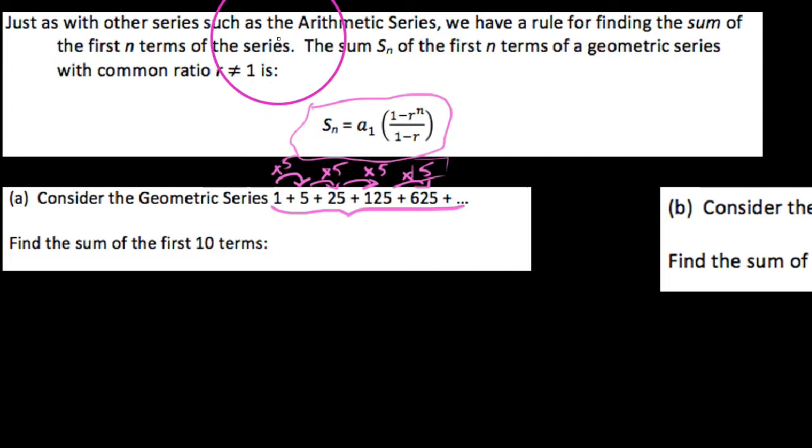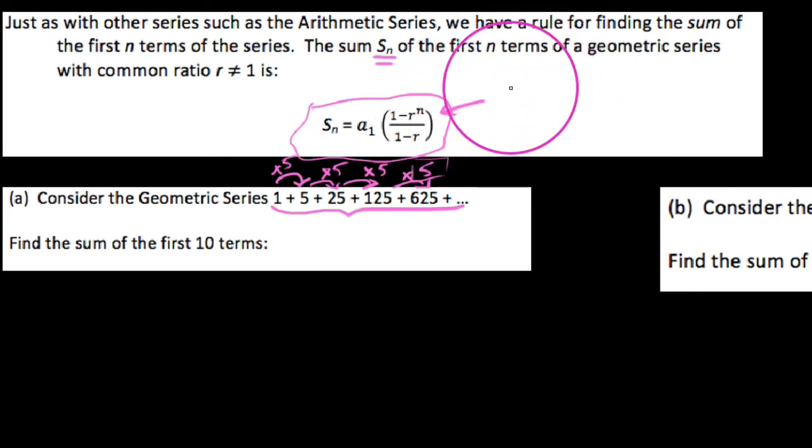Just as with other series such as arithmetic series, we have a rule for finding the sum of the first n terms of the series. We'll call this rule S sub n, and what this stands for is the sum of the first n terms, where we have a common ratio that's not 1, is always given by this.